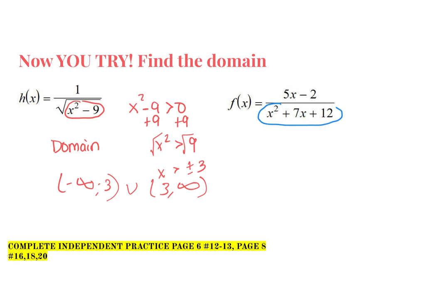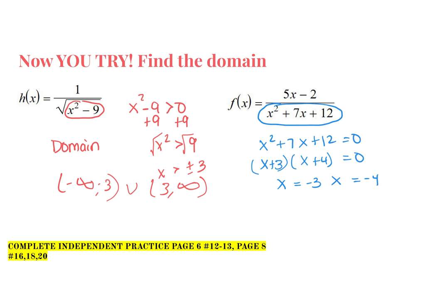For my last one, my denominator cannot be 0, so I want to factor this down so I can solve this quadratic. So x squared plus 7x plus 12 equals 0. Using the sum and product method, x plus 3 and x plus 4 are its factors. So when I solve, x is equal to negative 3, x is equal to negative 4. So those are the two numbers that x cannot be.